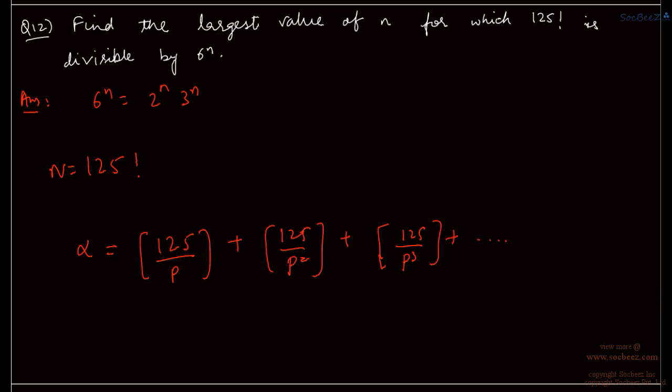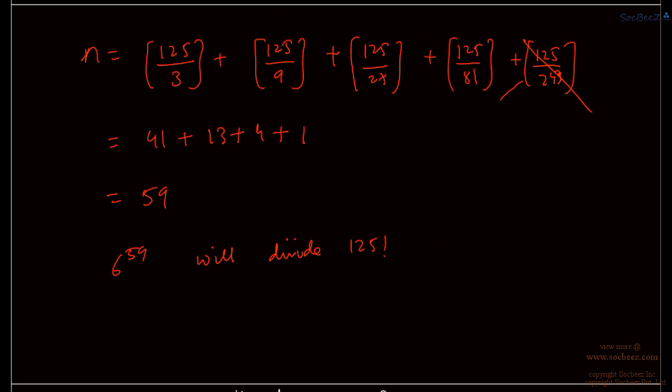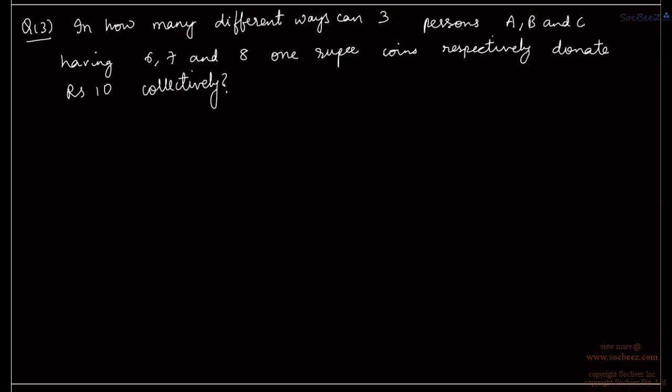Okay, so for this kind of question, you can just find the exponent of both 2 and 3, right? And obviously the smaller one will decide the power of 6, or you can directly find the exponent of 3. Obviously that will save you much more time.